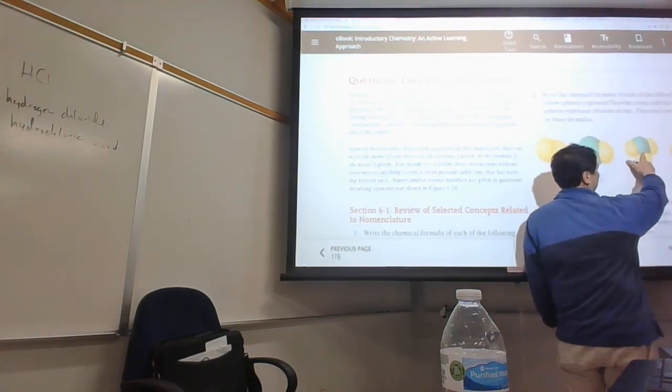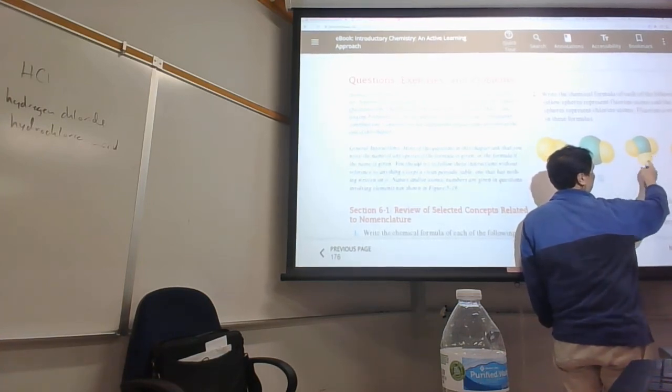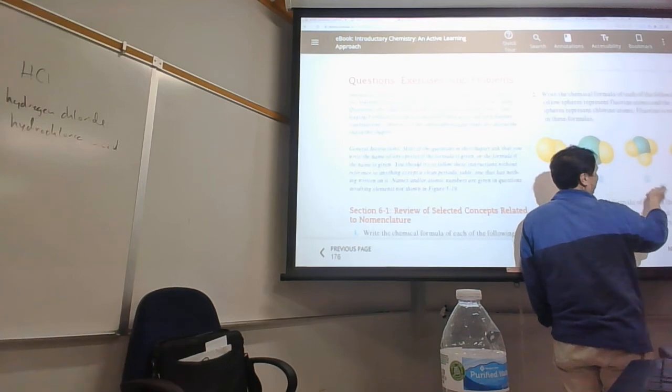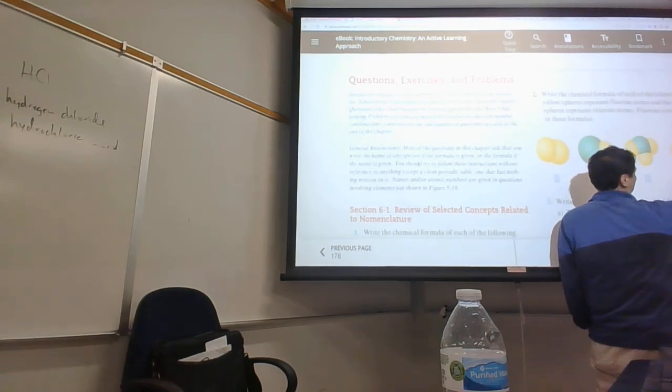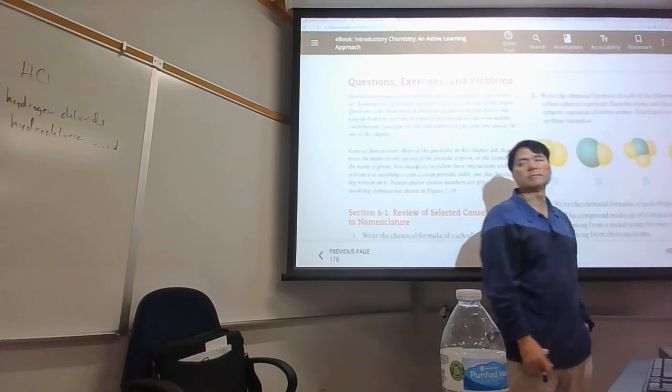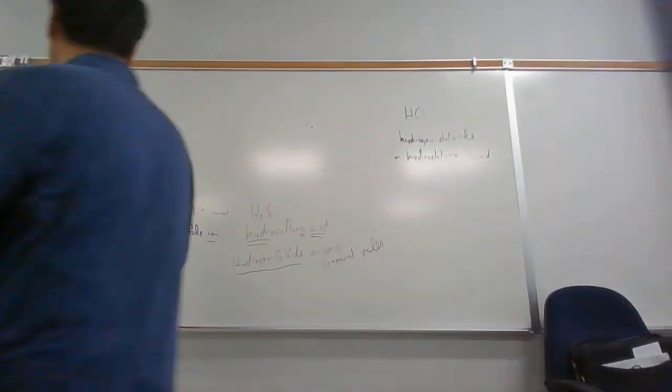How about this one over here? This would be chlorine trifluoride, and this last one would be chlorine pentafluoride. That's it. Okay, so we use the prefixes when we don't know what the ratio is going to be.